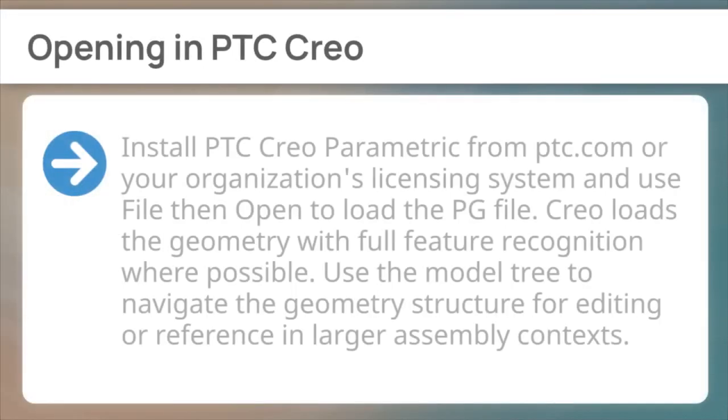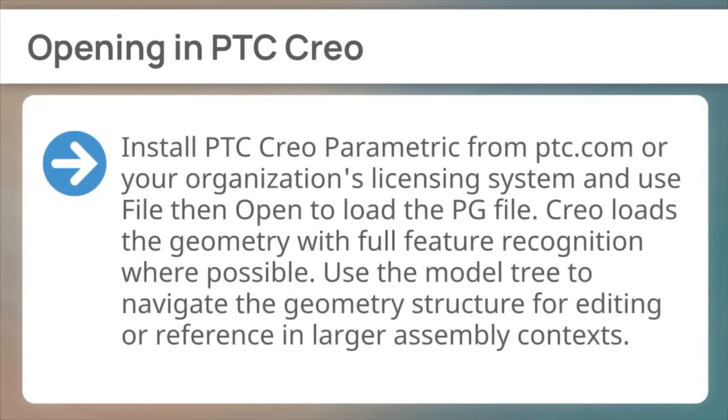First, opening in PTC Creo. Install PTC Creo Parametric from ptc.com or your organization's licensing system, and use File then Open to load the PG file. Creo loads the geometry with full feature recognition where possible. Use the model tree to navigate the geometry structure for editing or reference in larger assembly contexts.